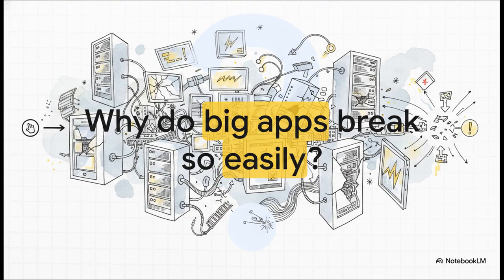But first, let's start with a question I think we've all asked ourselves in a moment of pure frustration. Why do these massive, super important apps sometimes feel so fragile, right? You click one button and suddenly something totally unrelated just breaks. What is going on there?